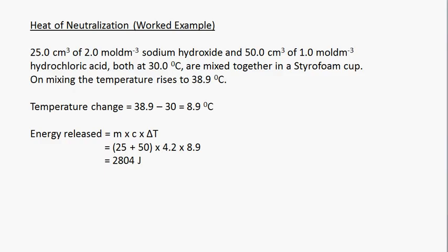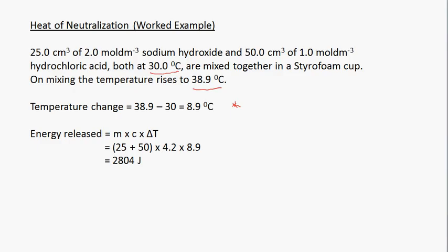Now, in the case of the information given, the first thing we need to do is to find the temperature change for the reaction mixture. The final temperature was 38.9 degrees Celsius, and the initial temperature was 30 degrees Celsius. So therefore the temperature change is simply 38.9 minus 30 degrees, and we get 8.9 degrees Celsius. Now pay attention to the steps. First thing we do is find the temperature change. The next thing we need to do is to find the energy released in the reaction.